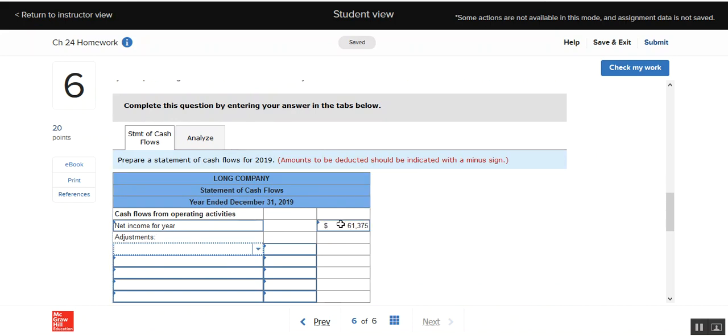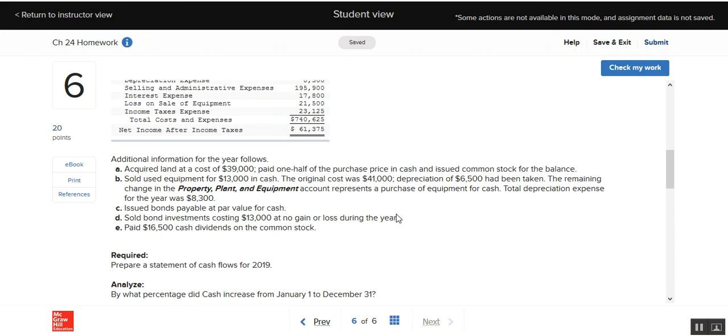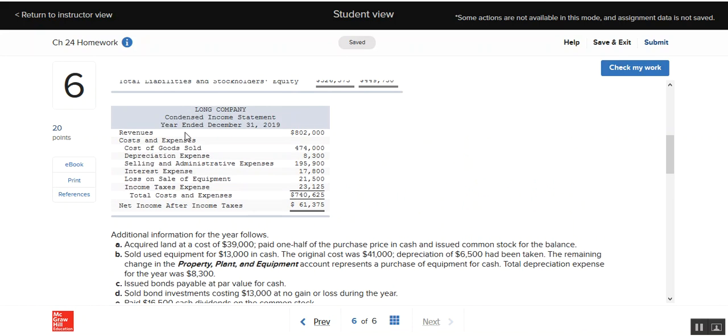Now we know that that is money that was provided from operations for the year. However, net income does not necessarily equal cash flow. There are some things that can cause net income to go up or down that may be non-cash items. And an example of that is depreciation. So if we look up here at our condensed income statement, we've got a depreciation expense that's recorded there, and that affected our net income.